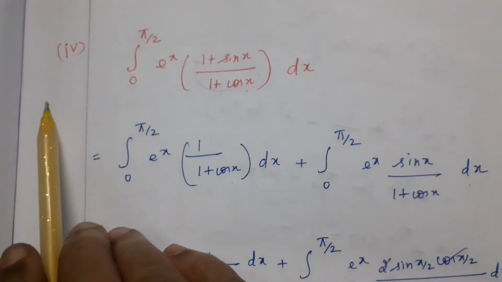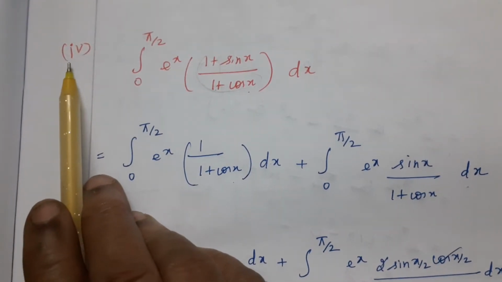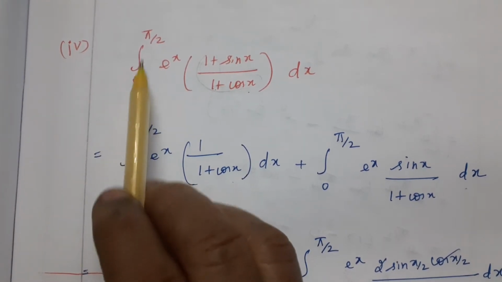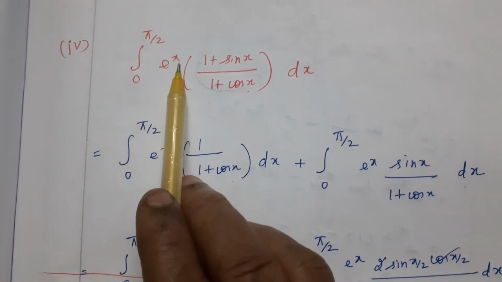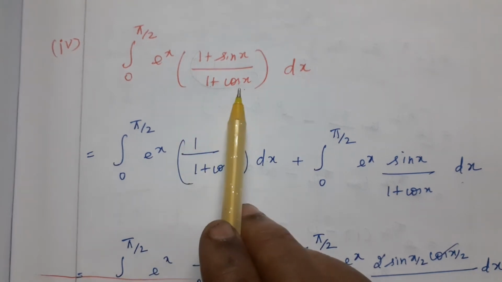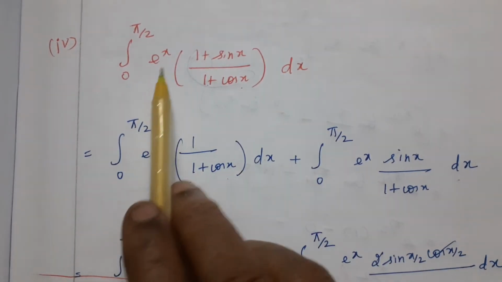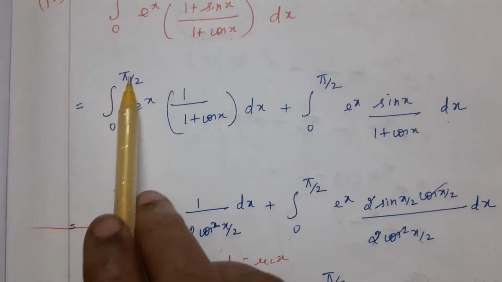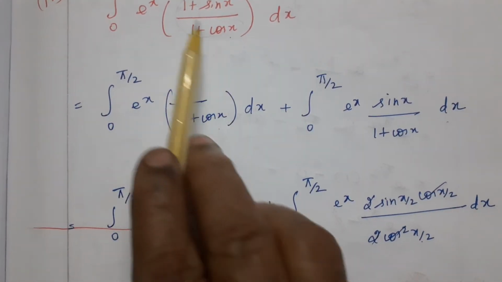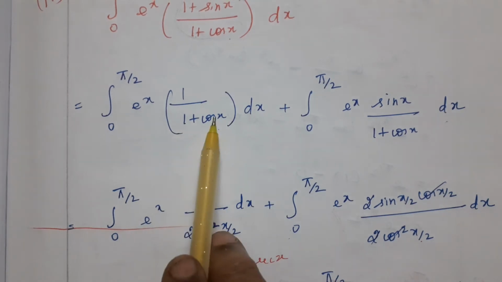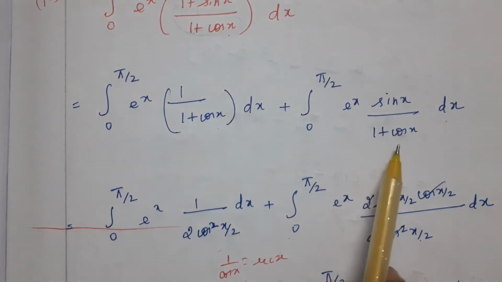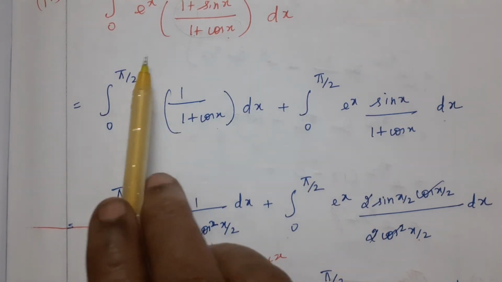Now listen, for exercise number 9.3, first part, fourth subdivision. First question, fourth subdivision. So what is that integral? Integral of 0 to pi by 2 of e power x into (1 plus sin x) by (1 plus cos x) into dx. So we split into 2 integrals: integral of 0 to pi by 2 of e power x by 1 plus cos x into dx, plus integral of 0 to pi by 2 of e power x sin x by 1 plus cos x.